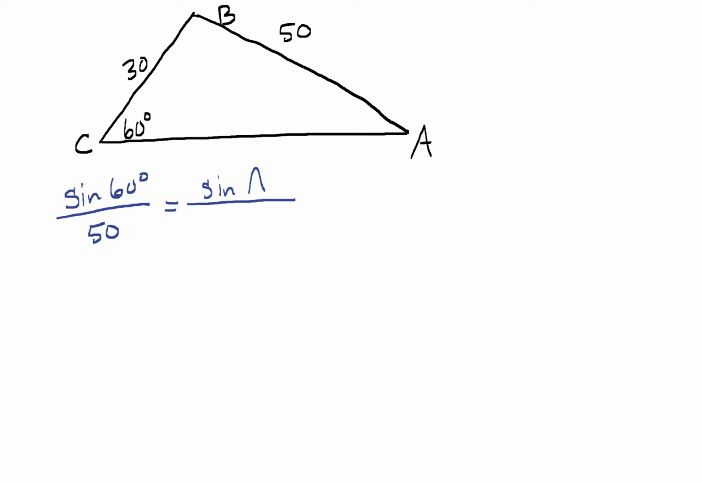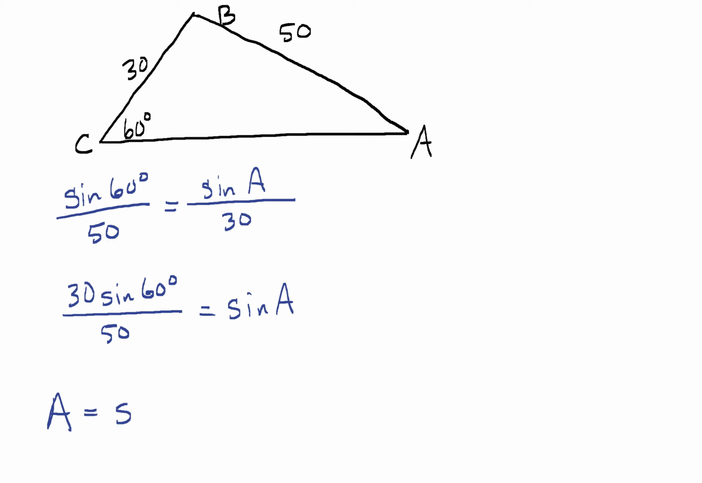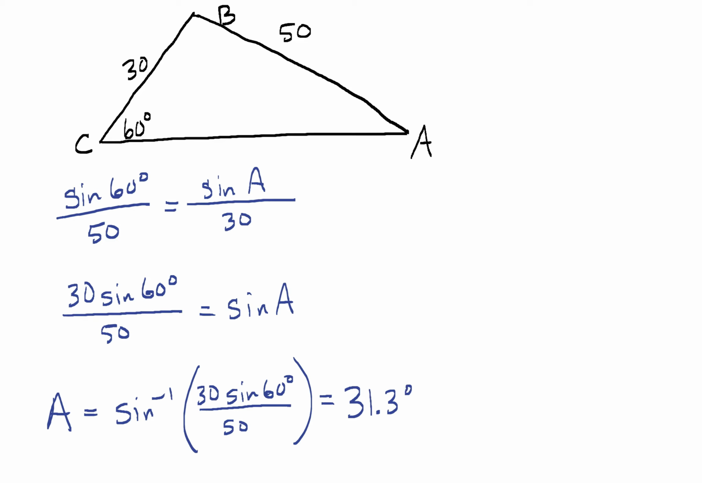So sine of A, and then sine of 30. Notice I can't do B yet because I don't have a correspondence between the angle and its side. All right, with that, multiply both sides by 30. And then I'm going to have to take the inverse sine to give me my angle measurement here. So really, angle A is sine inverse of all this stuff. All right, punching into a calculator here. I should get 31.3 degrees.